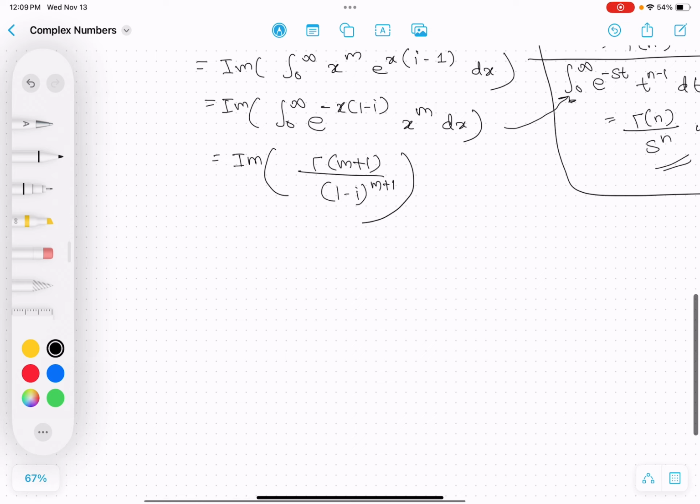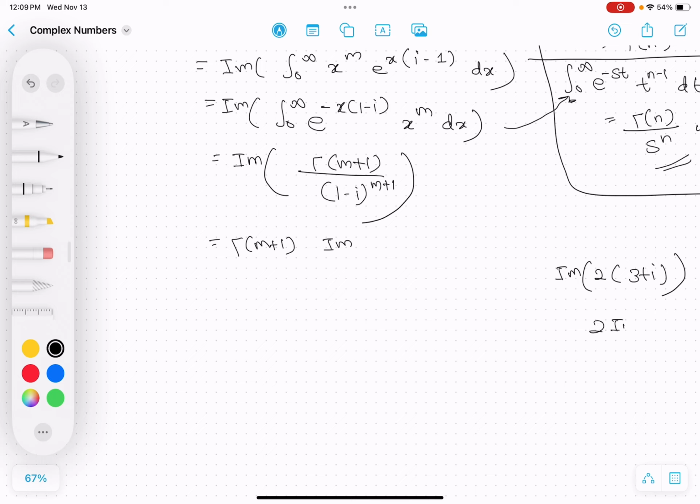Now after this, just try to find the imaginary part. This gamma of m plus 1 is just a real number, so that just gets out of the imaginary part, right? The reason is, if you're just wondering why that happens, let's say I have 2 times 3 plus i.